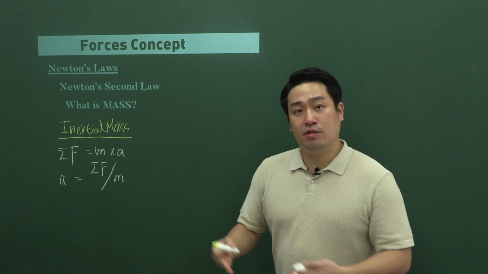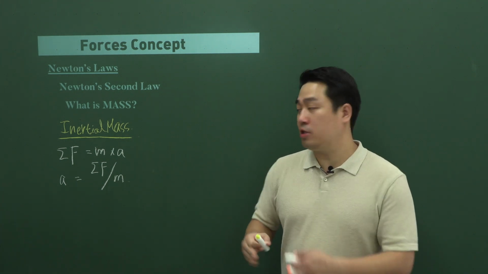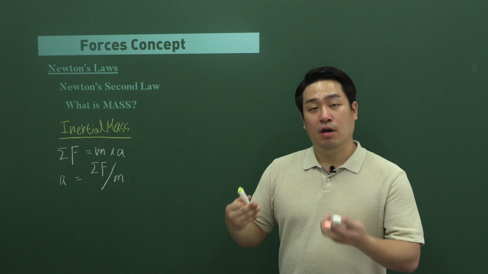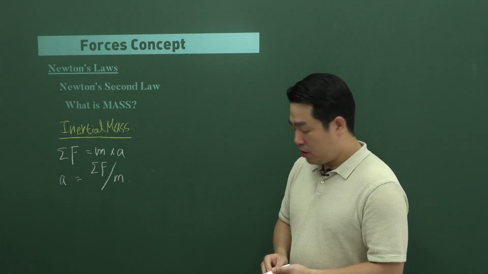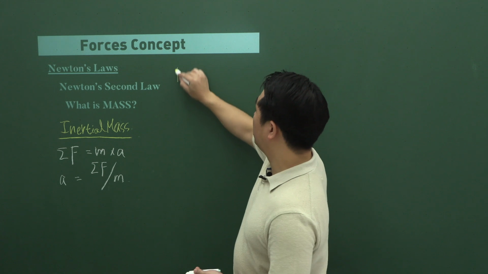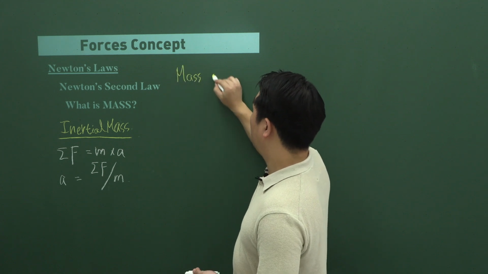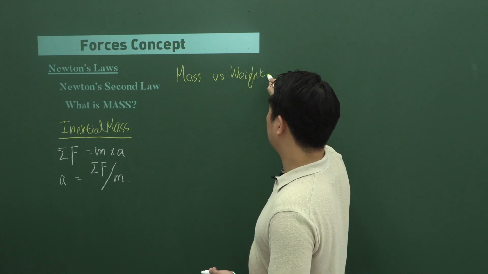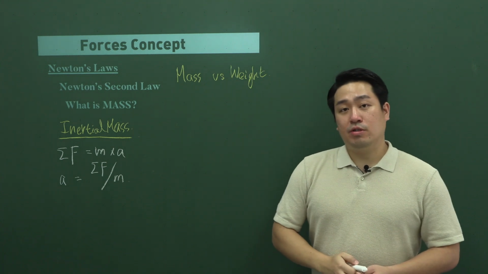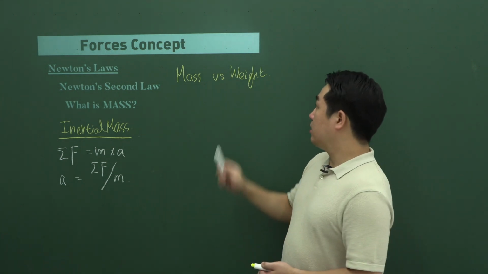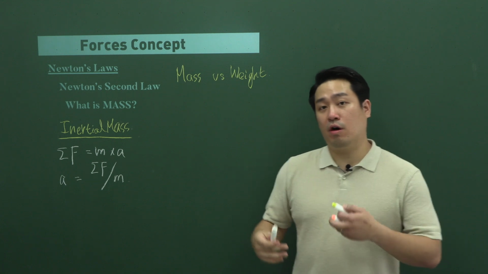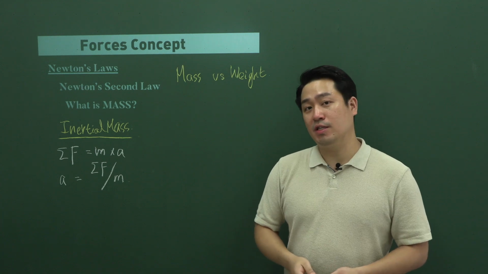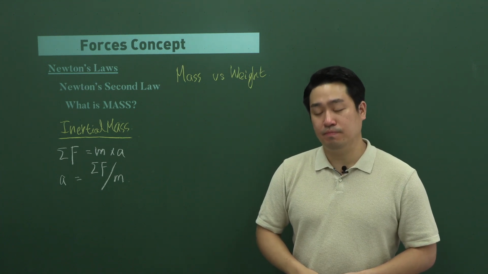In your previous science courses, you've probably tried to distinguish the meaning of mass and weight. You've probably already learned that mass and weight are two different things. So let's take a look at it. What's the real difference between mass and weight? One of the easy ways to draw a distinction between the two is that weight is something that depends on where you are, meaning whether you're on planet Earth or on the moon. But mass is something more fundamental, so it does not change depending on your location.